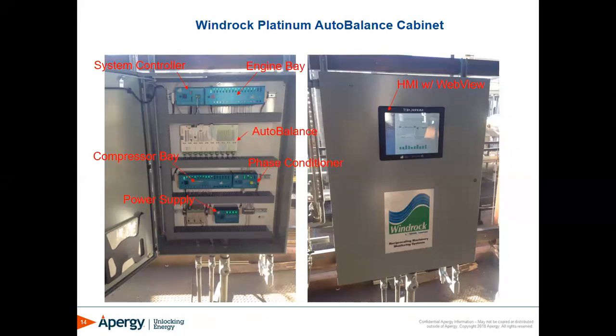This particular customer is using all 3 relays: the not okay, warning, and danger. And then of course we have our power supply down at the bottom. And we have our Autobalance that has either the 8 or 10 fuel valves hooked into it.